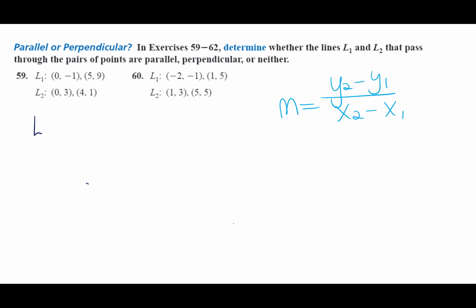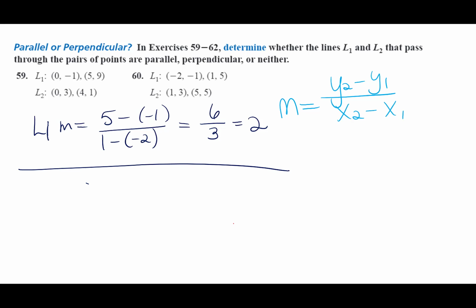Okay, take a look at number 60. The slope of line number 1 would be 5 minus negative 1 over 1 minus negative 2. When you add the opposite in the numerator, that would be a positive 6 over 1 minus a negative 2, which is the same thing as 1 plus 2, which is 3. And so line number 1 has a slope of positive 2. Line number 2, when we use the slope formula, it's 5 minus 3 over 5 minus 1. 5 minus 3 is 2. 5 minus 1 is 4, which simplifies to a positive 1/2.